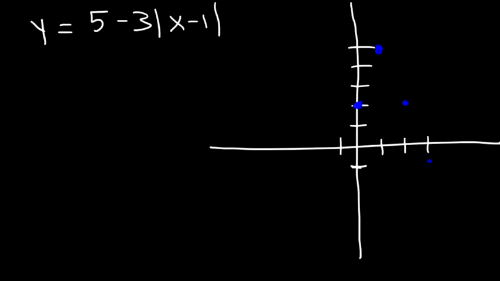So we'll get this point here and another one here. And if we go one more to the right and one to the left, we need to go down 3 more units. So the graph is going to look something like this. So now you know how to graph absolute value functions.